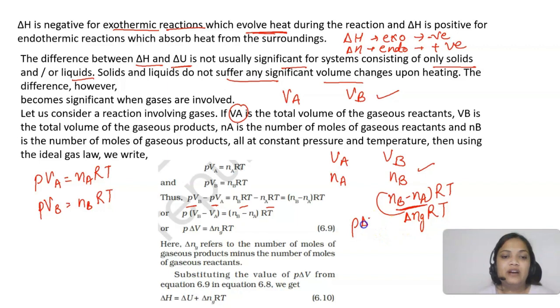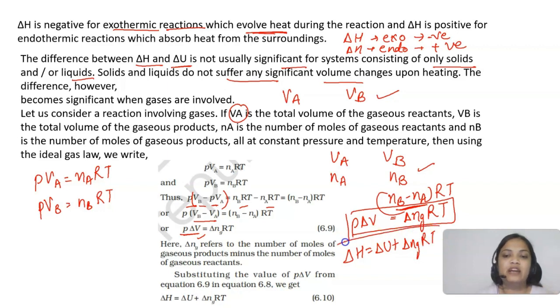So what is the value of P delta V? From here we can write P into VB minus VA. So P delta V is delta NG RT. Now this delta NG refers to the number of moles of gaseous products minus the number of moles of gaseous reactants. So keep that in mind, we are just talking about the gases. So from here you get the equation delta H is equal to delta U plus delta NG RT. Instead of P delta V, I have written delta NG RT, but it is valid for gases only. So this can be asked in numericals. So keep this relation in mind.